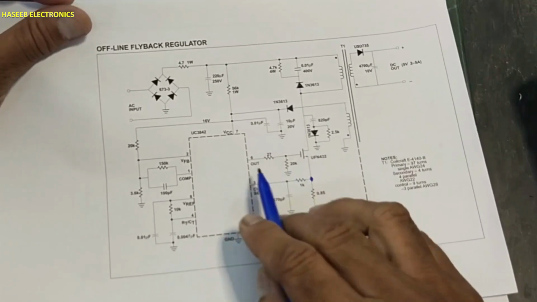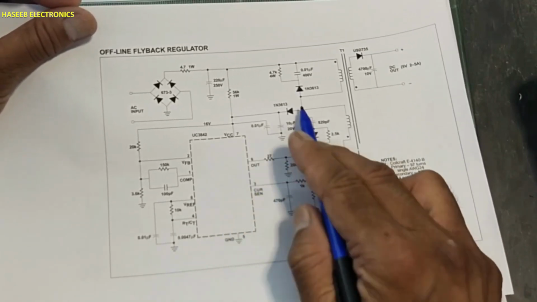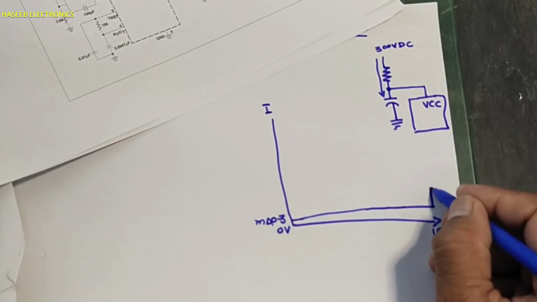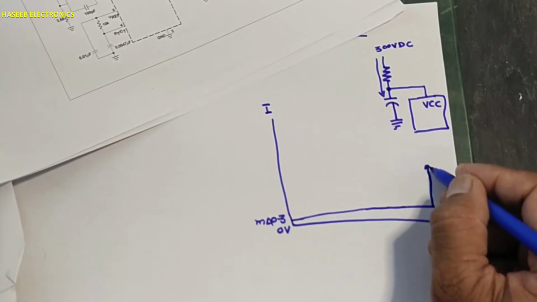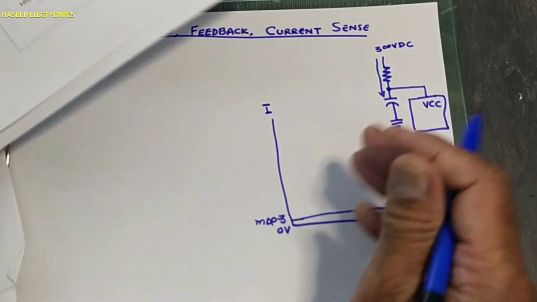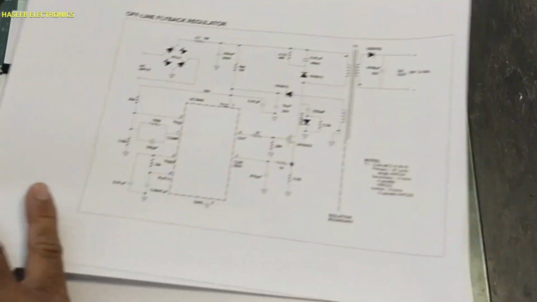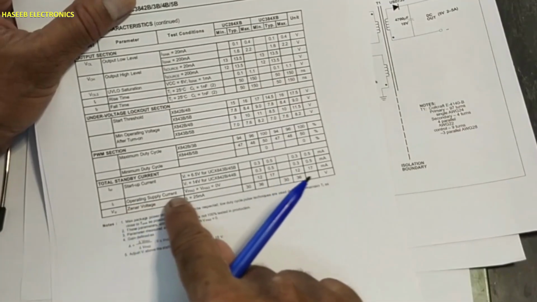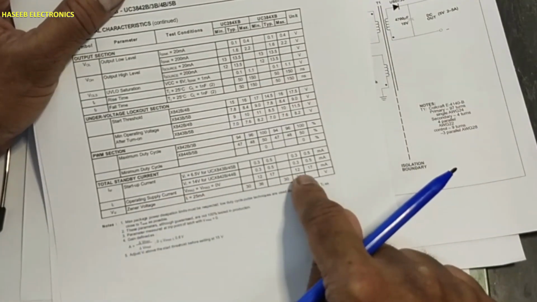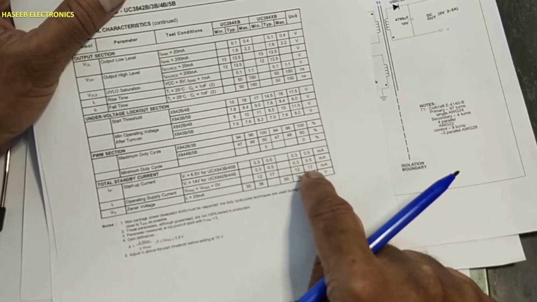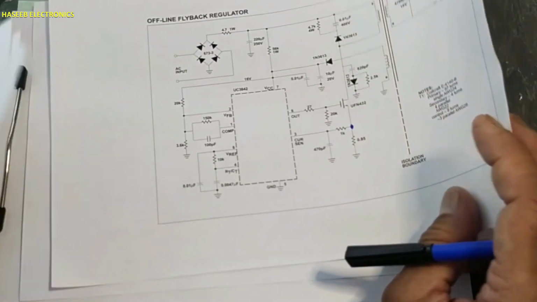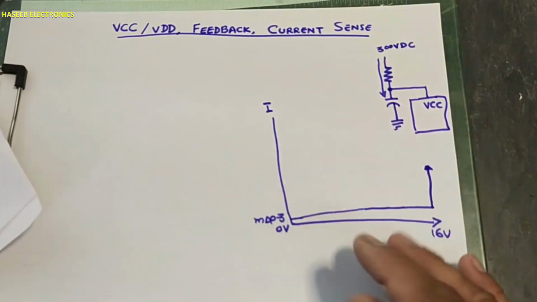whatsoever there. It will allow this current to flow in the primary. When it started switching, the chip current will increase up to 17 milliampere. That is the operating supply current, 12 to 17, and we will consider the upper limit. That means 17 milliampere current can flow in the output stage within this IC.